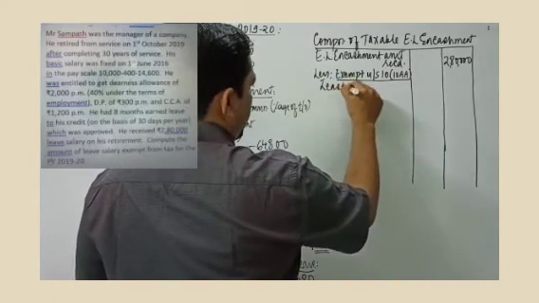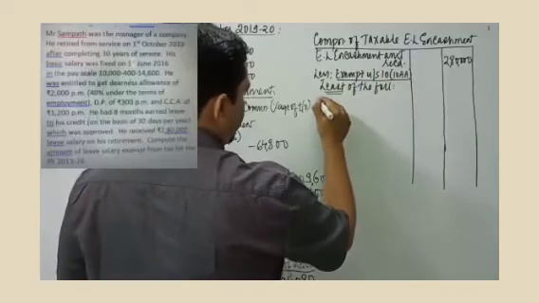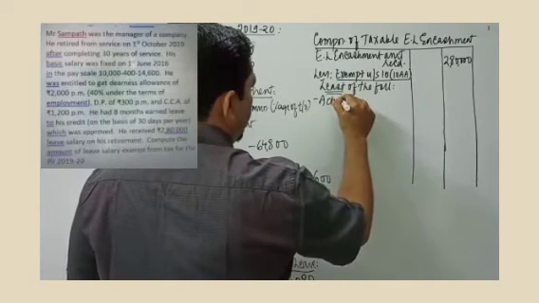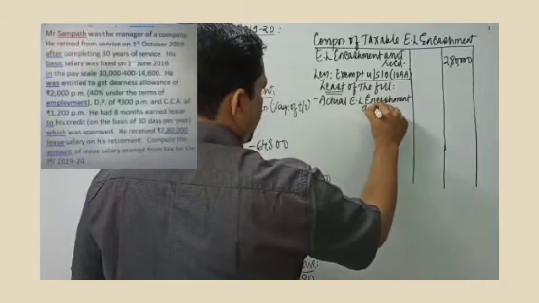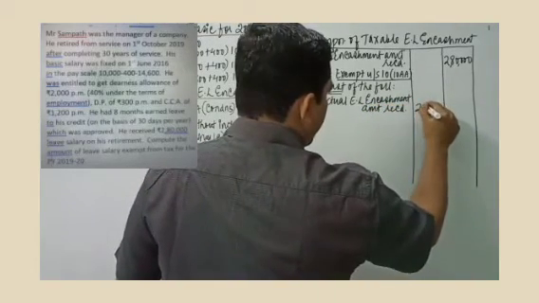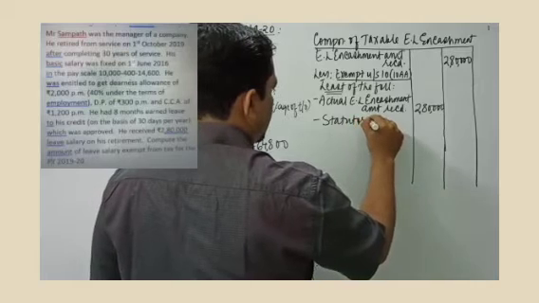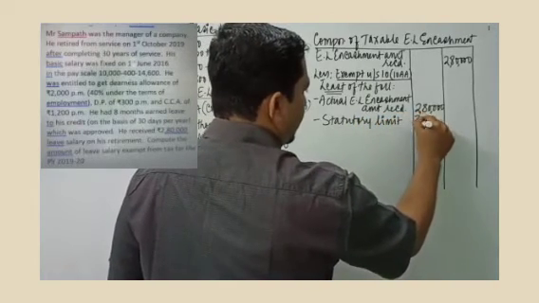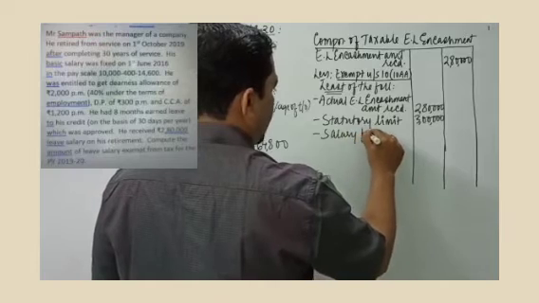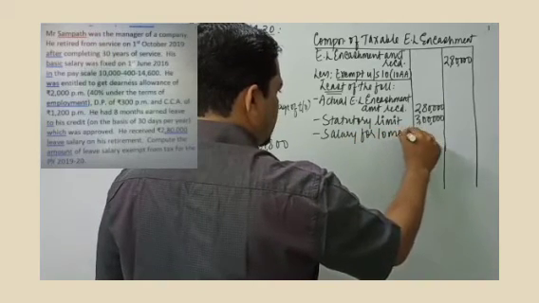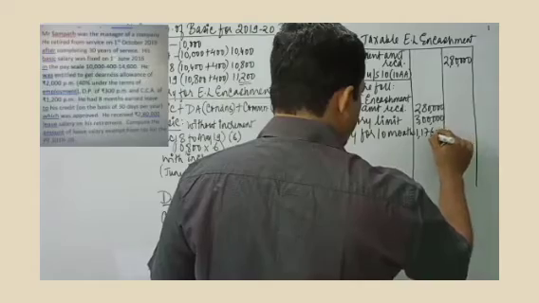Least of the following. Among the four criteria, whichever is the least will be the exempt amount. First, I write actual EL encashment amount received, which is the same 2,80,000. Next we have the statutory limit, which is known, it is 3 lakh rupees. Next we have salary for 10 months. This is another rule, and salary for 10 months is available over here: 1,17,600.